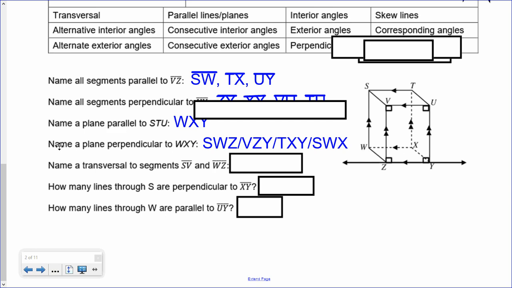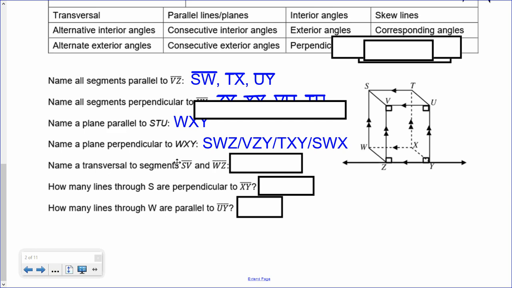Notice that it only says name a plane. I went ahead and wrote all of them just to cover all of our bases. But on a quiz or an assignment, if it just says name a plane, I don't need all of them. You can just pick one. But just to illustrate, I named all of them in the notes.